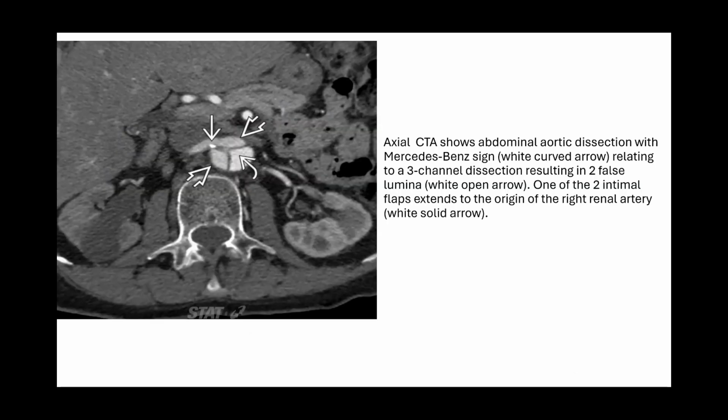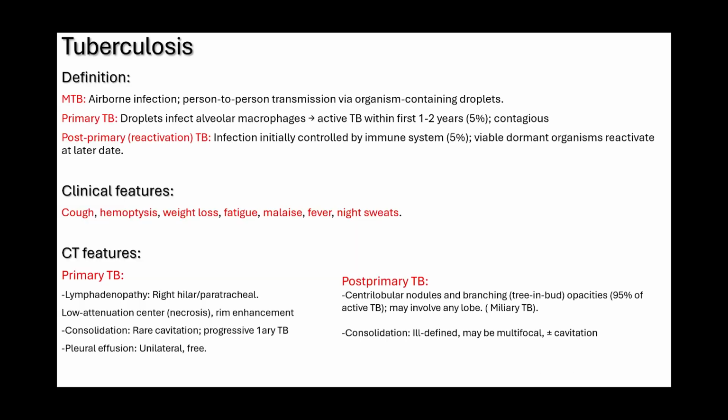So this is a Mercedes-Benz sign, representing two false lumens and one true lumen, and you can see here the right renal artery arising from the false lumen. So we'll move on to the TB.